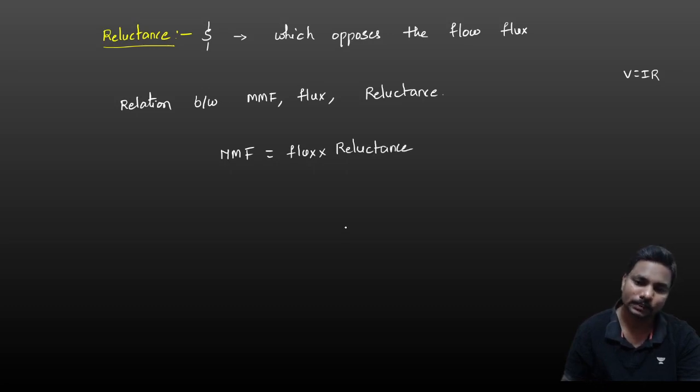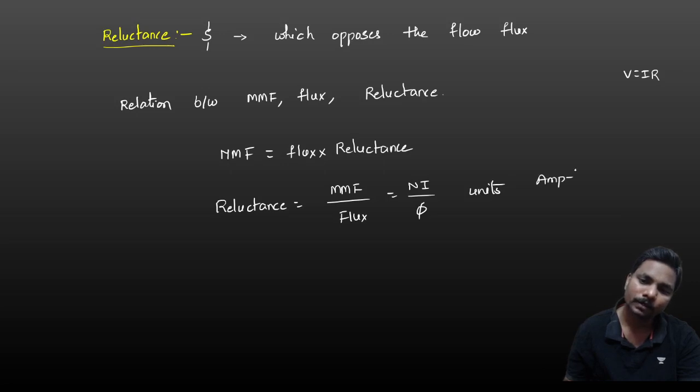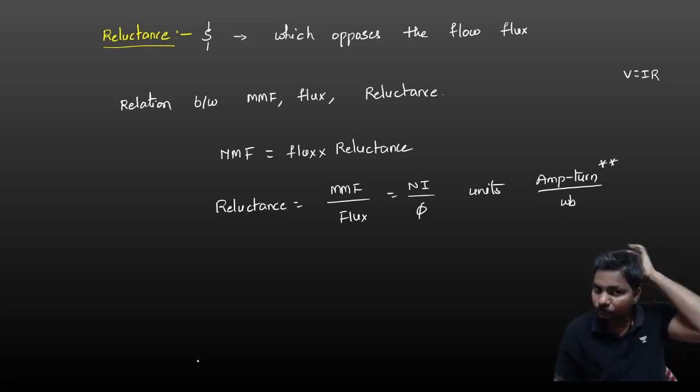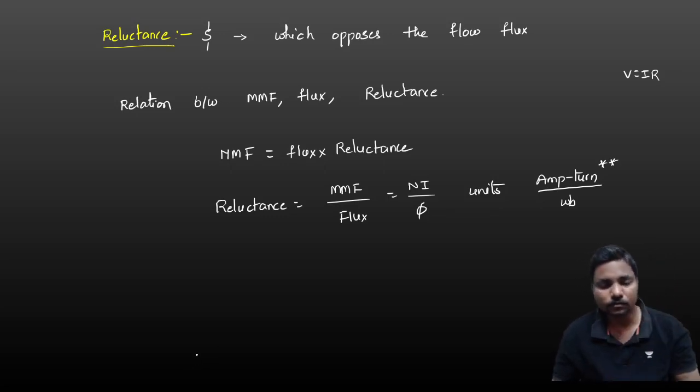Very important. From this, reluctance is equal to MMF by flux. MMF is equal to number of turns into current, by flux. Then what will be the units? Ampere turn per Weber. So this is the unit of reluctance.